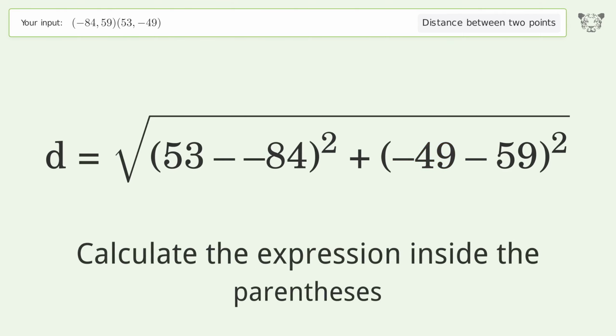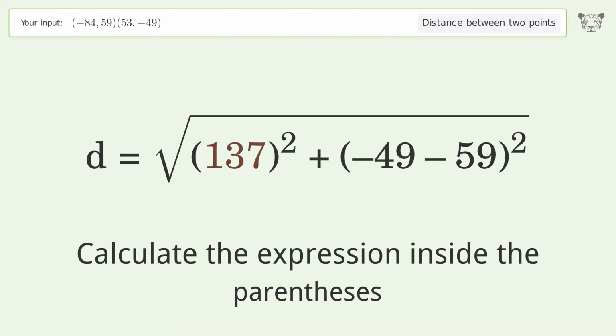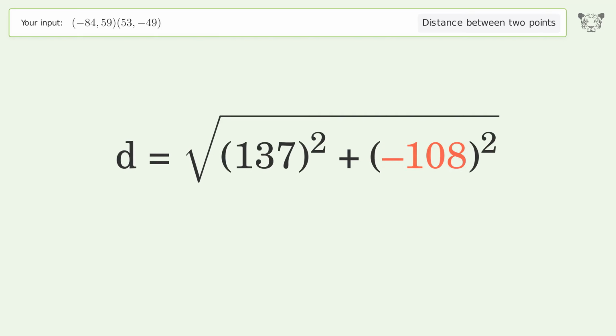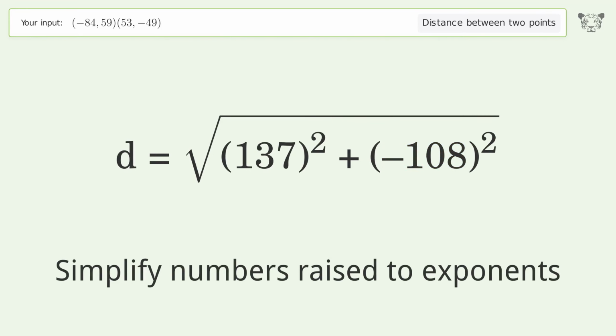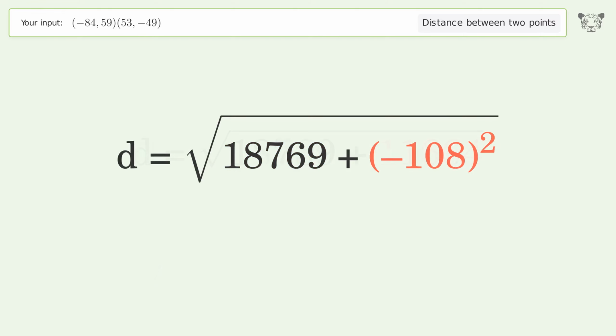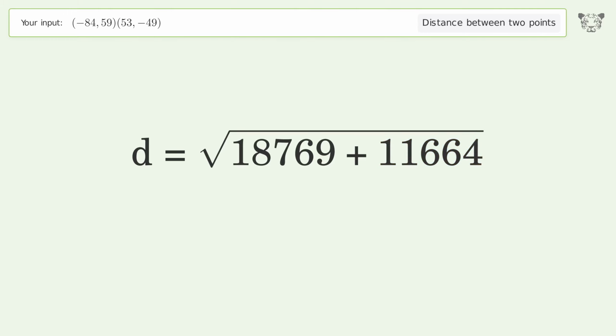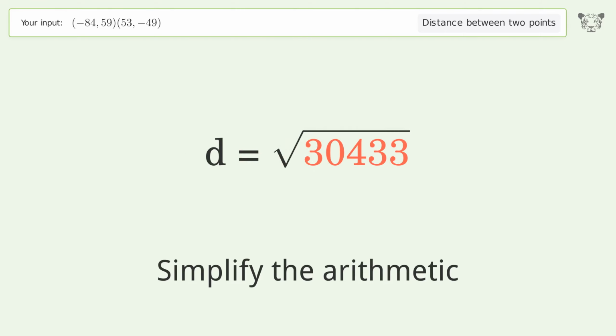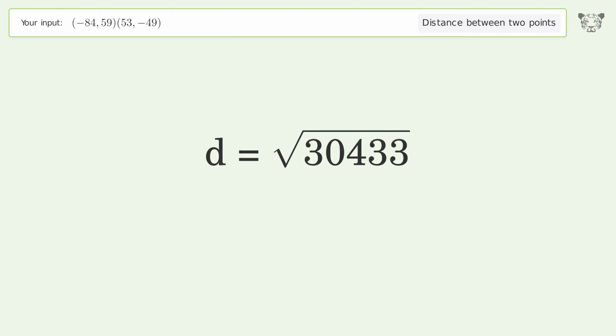Calculate the expression inside the parentheses. Simplify numbers raised to exponents. Simplify the arithmetic. And so the distance between the 2 points is the square root of 30,433, or 174.451.